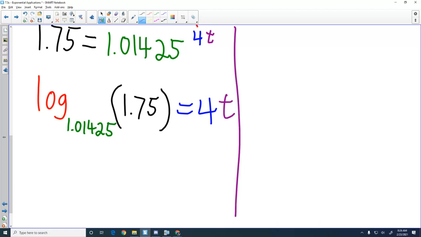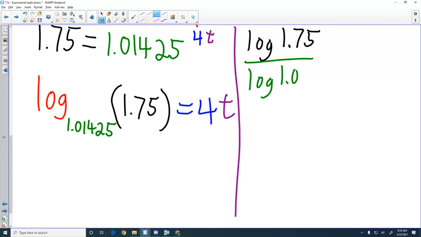To calculate a log with a base that's not 10 or not e, we use the change of base formula where you actually do a fraction of 2 logs. So I'm going to rewrite this as the log of 1.75 divided by the log of 1.01425. Remember that the log that was in the base stays in the basement. It stays in that denominator spot. And that's equal to 4t.